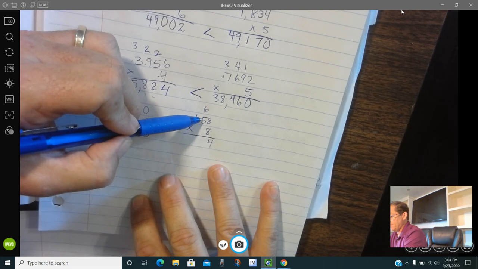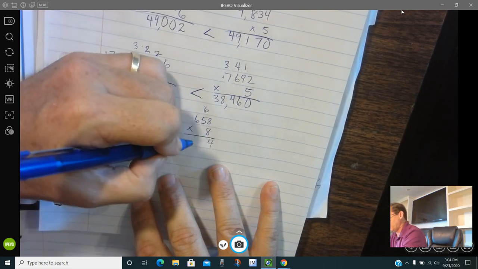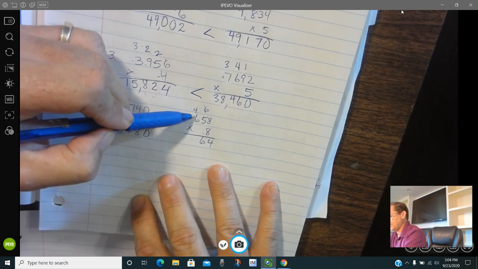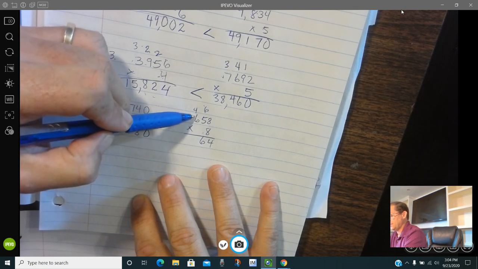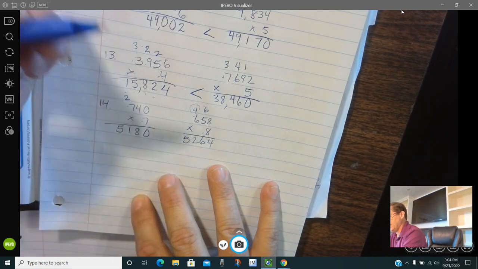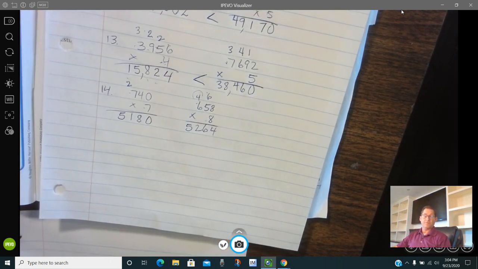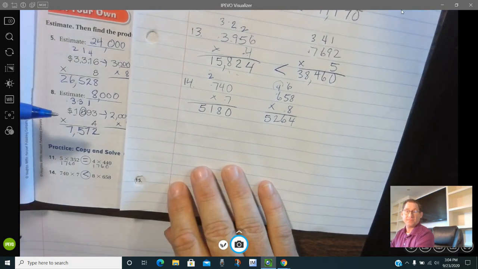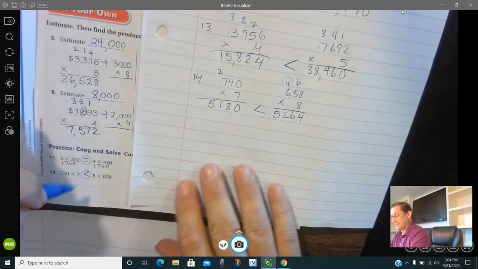8 sets of 5 is 40. Plus 6 more is 46. 8 sets of 600s is 4,800s. Plus the 4 regrouped, 5,200. So 5,180 is less than 5,264.